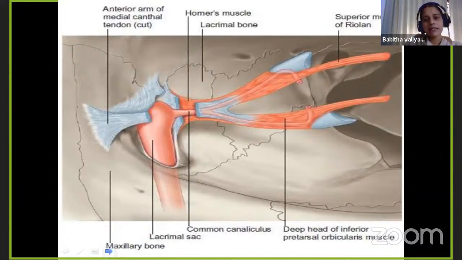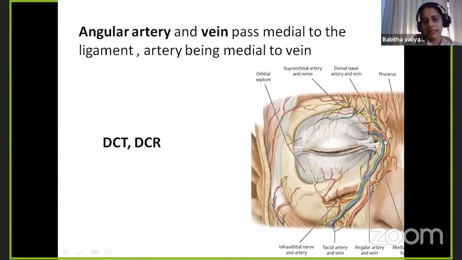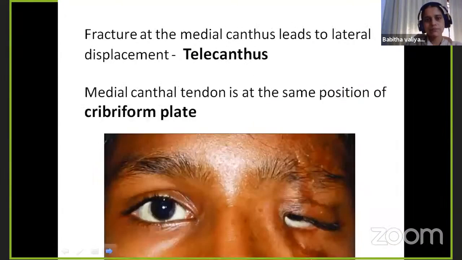Then the angular artery and vein pass medial to the medial canthal tendon, the artery being more medial to the vein. The knowledge of this anatomy is very important to save these vessels during DCT and DCR while making the skin incision. Fracture of the medial canthus leads to lateral displacement of the medial canthal tendon and appearance of telecanthus. And the medial canthal tendon is at the same position as the cribriform plate.